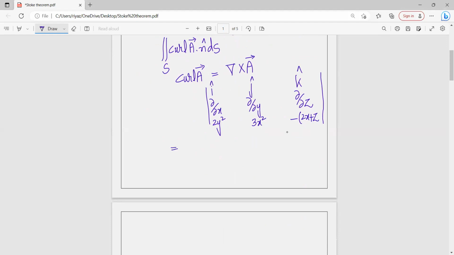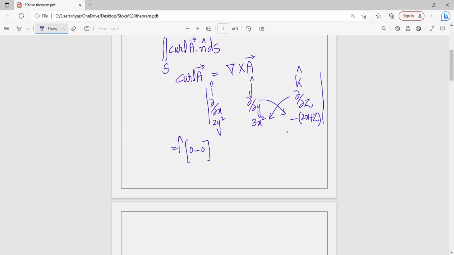This is equal to i cap, corresponding row and column neglect. What is left of? Dou by dou y of this value. But you can see we don't have any y here, so we can treat it as a constant. Derivative of constant is 0. Moreover, if you are finding this part also, because we don't have any z term, it becomes 0.